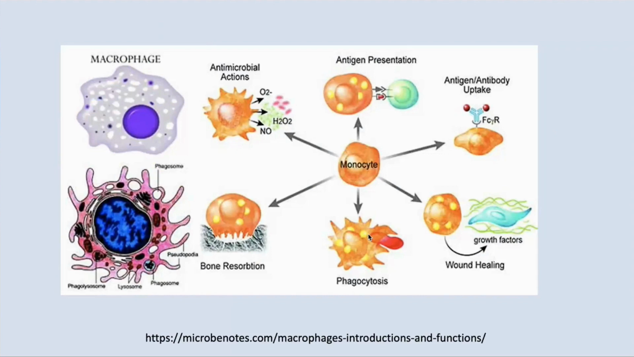Again, this is kind of what I was talking about. So what do these guys do? They produce superoxide chemicals. They can engage in antigen presentation. They opsonize. They can even help with wound healing, funny enough, through different types of growth factors via fibroblasts. Of course, they phagocytose, and they can do bone resorption. That's classically osteoclastic activity.